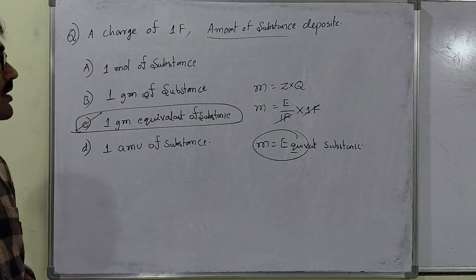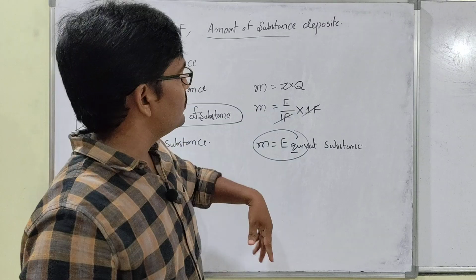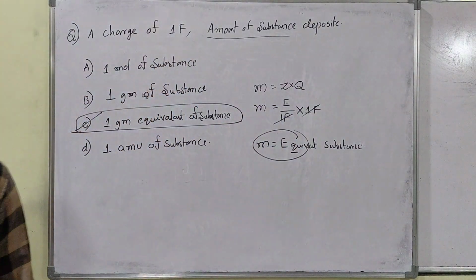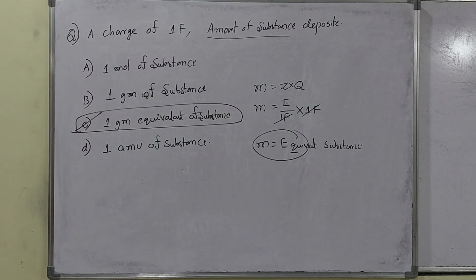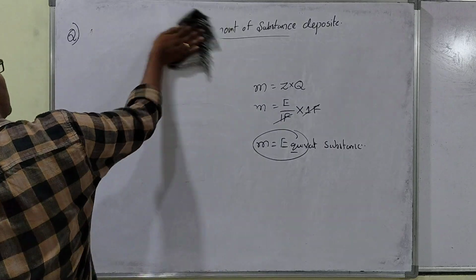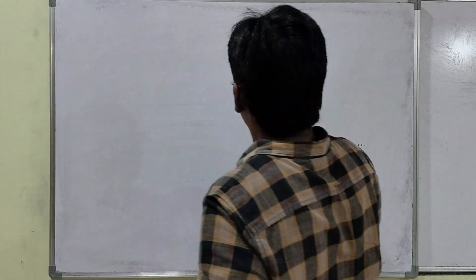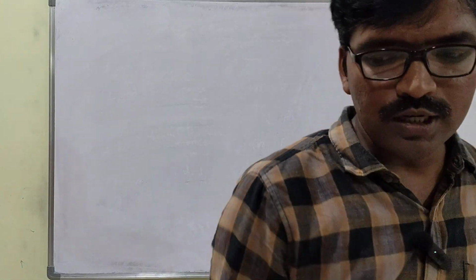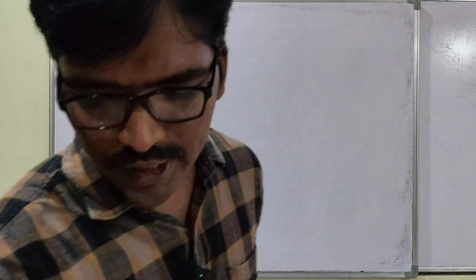Understand? So M equals Z into Q, that is E divided by 1 Faraday into 1 Faraday, then you can get the answer. Okay, note it. One more question, note it, my dear students. One more question based on Faraday's first law only. Clear? Right. So note all of you, note the question.